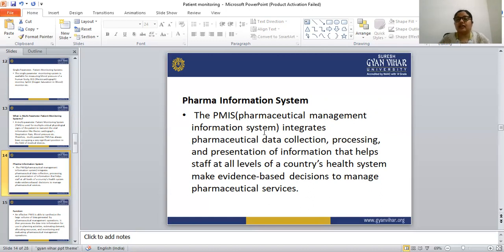So let's see the clinical screening. In clinical screening, the pharma information system aids patient care by keeping track of drug interactions, drug allergies, and other medication-related complications. In that PIS we can keep all the drug interactions, drug allergies, and other medication-related complications.